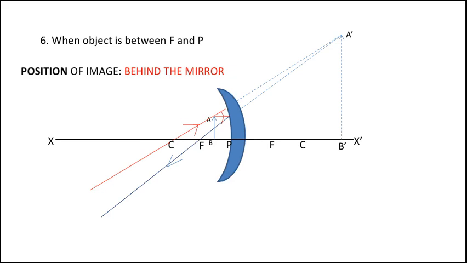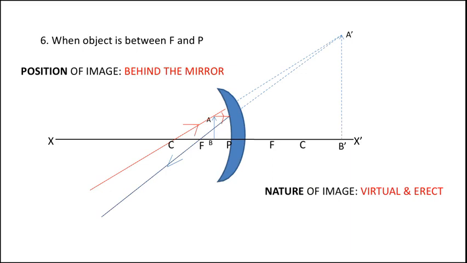And the next part is its size. You can see easily, it is larger than the object, and the nature is virtual and erect. So in the first five diagrams we have a real inverted image, but the last one, very important, is a virtual and erect image, because the object is placed between the pole and the focus.